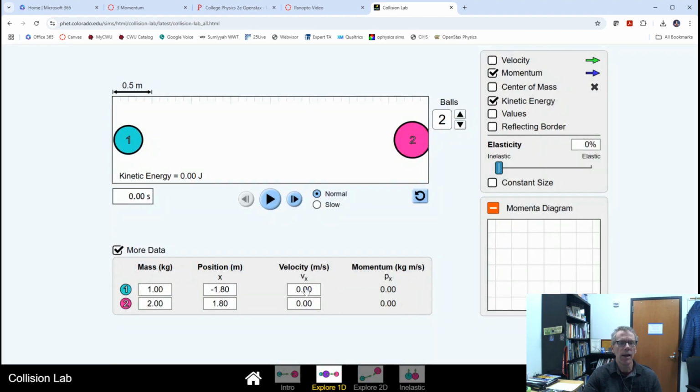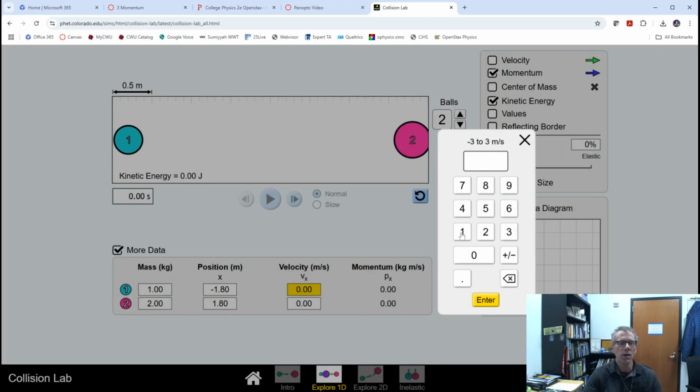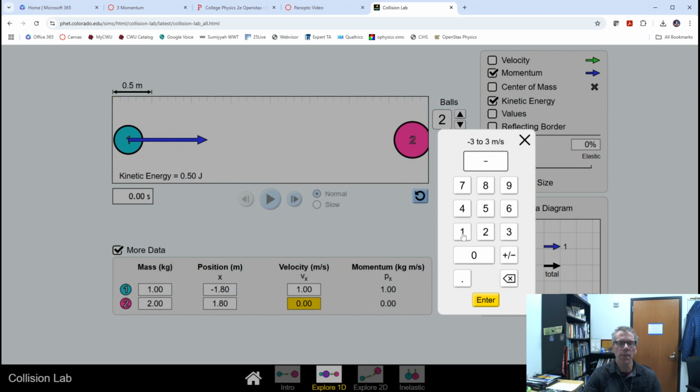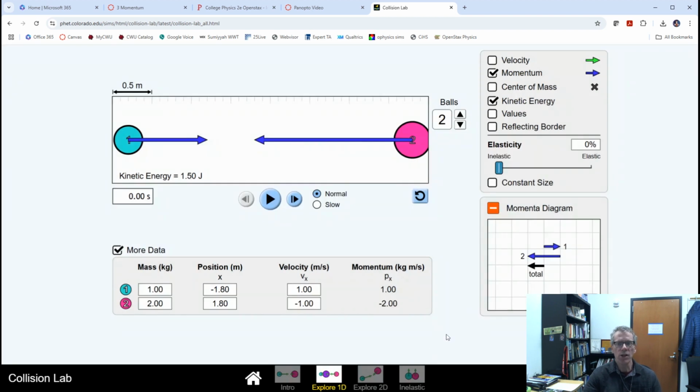2 and 1, -1. So the initial momentum is 1 kilogram meter per second to the left. So -1 kilogram meter per second. Kinetic energy 1.5, just like it was initially when it was in an elastic collision. So think about what's going to happen to the momentum after. Think of what it's going to sort of generally look like broadly, and then what the numbers will look like.